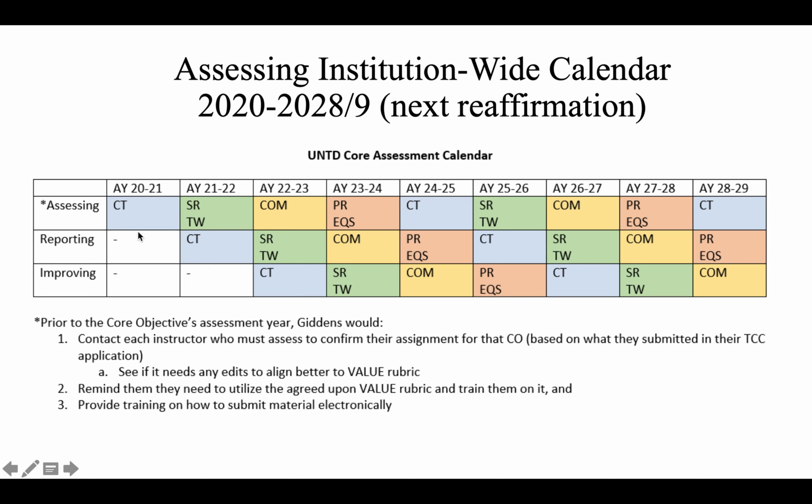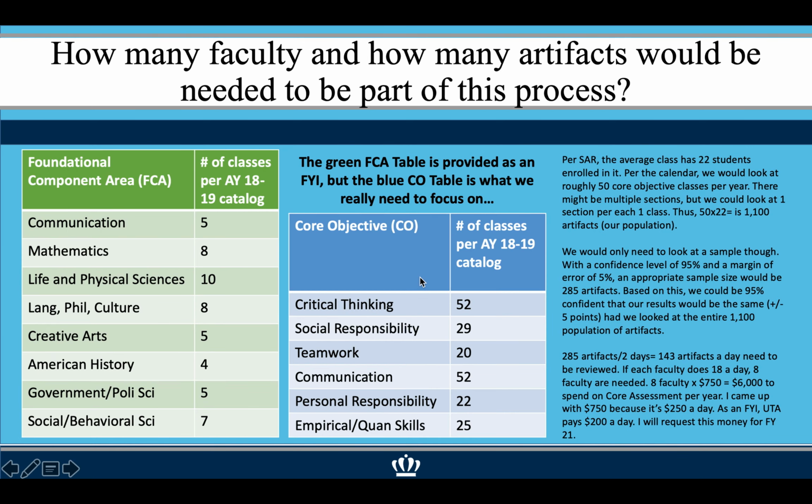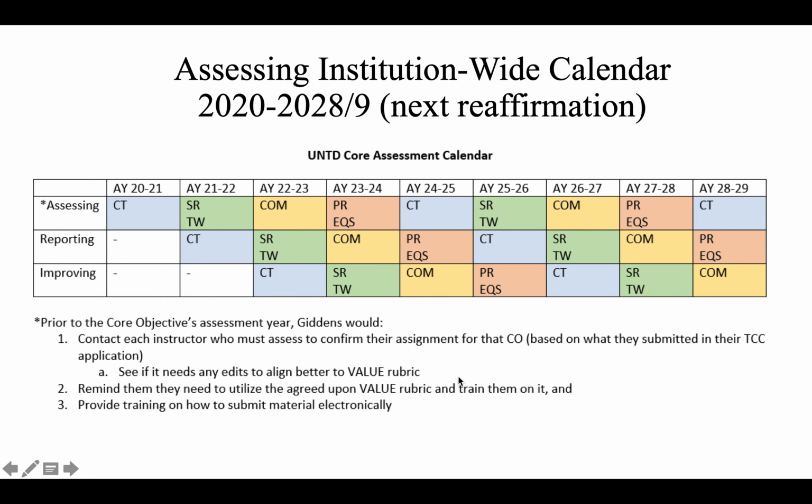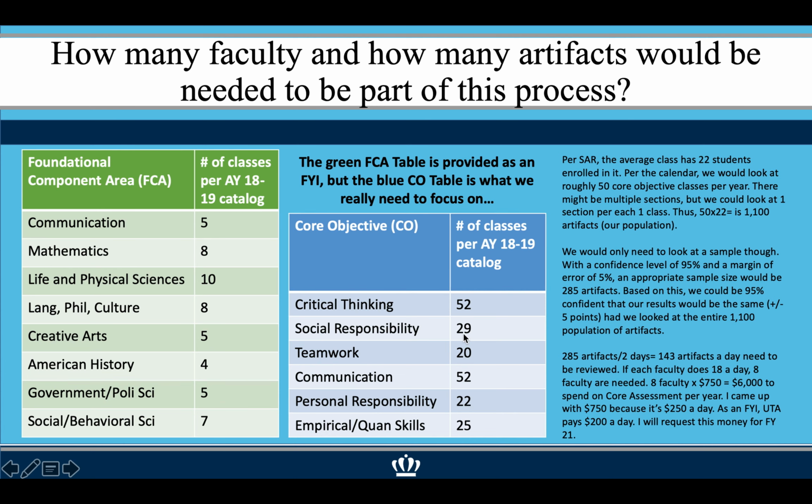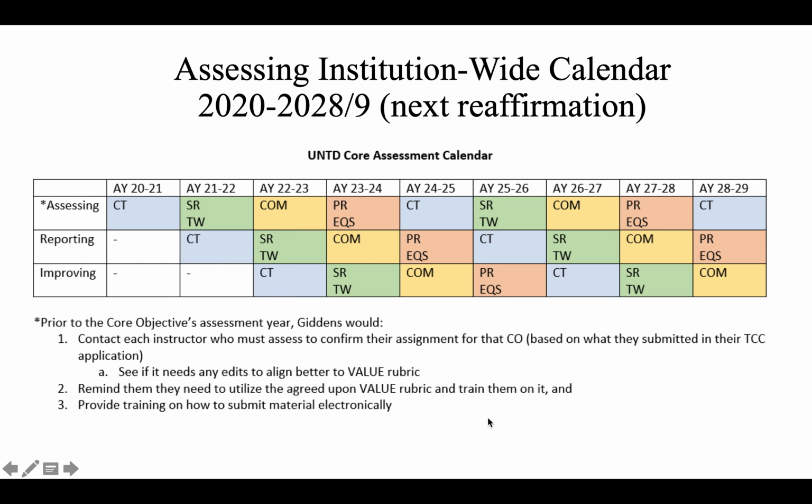So this is the calendar. So the ones that have a lot of classes, this one, for example, critical thinking and communication, they're in all of the classes. Those would be on their own. You see, critical thinking is done on their own, communication is done on their own. And then the other ones I put together. So social responsibility and teamwork I put into 1 year. Personal responsibility, empirical and quantitative skills I put into 1 year.